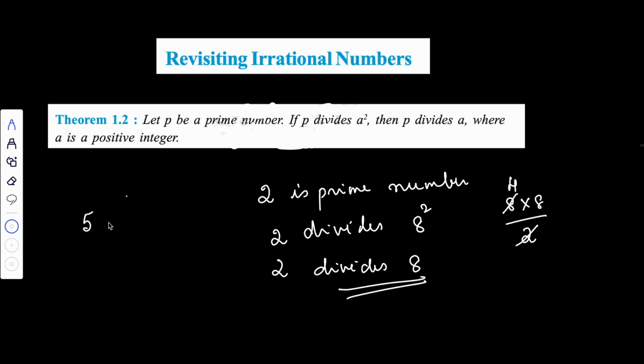5 is a prime number. 5 divides 25 square. So 5 divides 25. So what the theorem says: let P be a prime number. If P divides A square, then P divides A, where A is a positive integer.